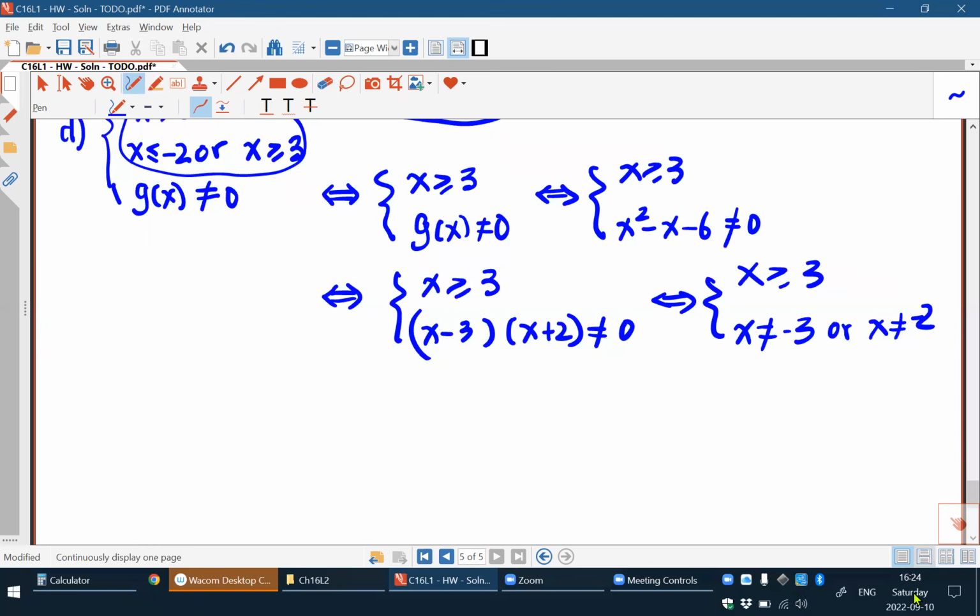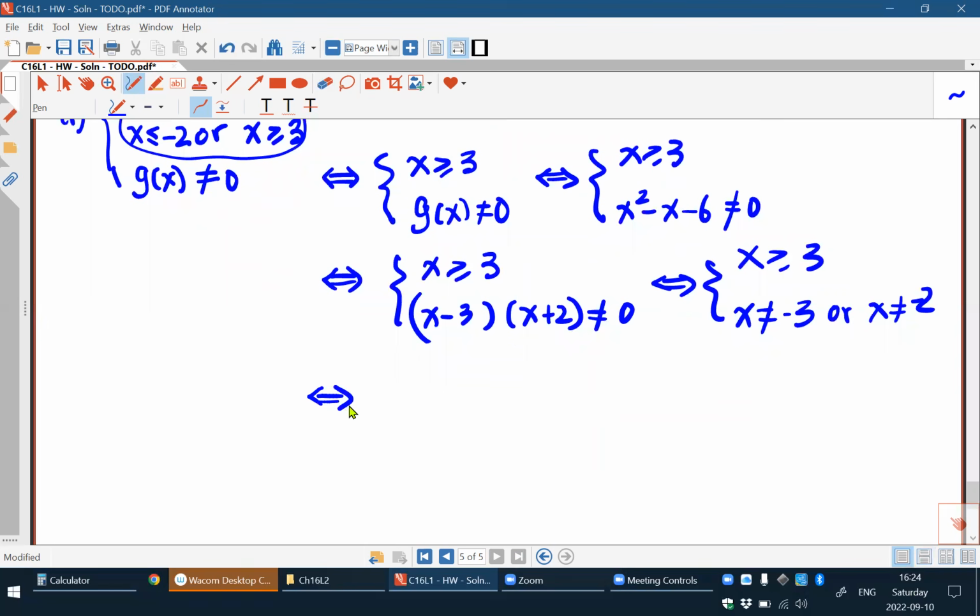Okay, so what is the final solution? If x is greater than or equal to 3, x apparently cannot be negative 2, right? So this expression actually implies x cannot be negative 2, right? But it does not imply this one, right? So we need to remove the point of x being 3. Sorry, that should be 3, right? So the final solution is x must be greater than 3. Okay.